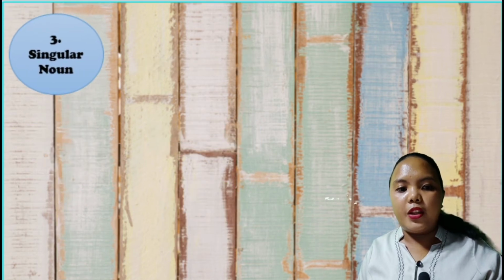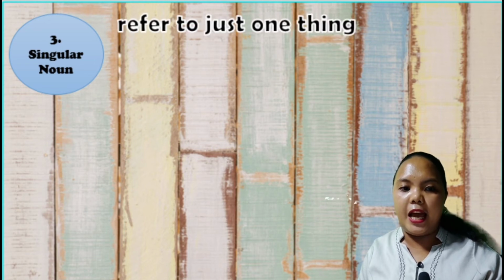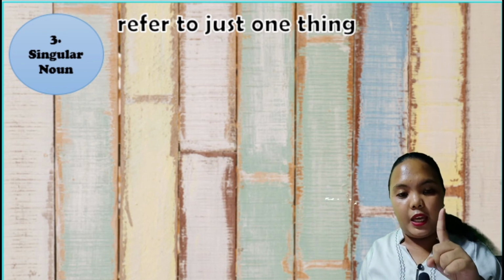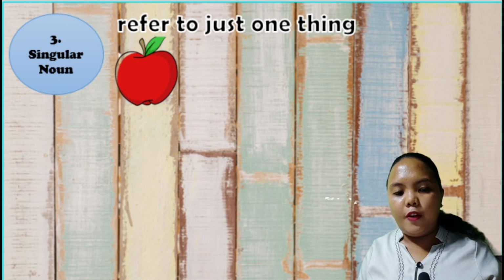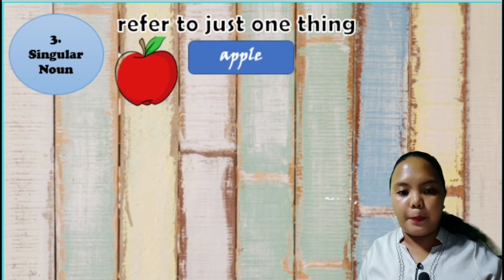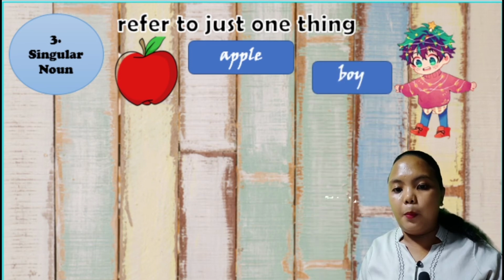Now we have the third one. The third type of noun is the singular noun. Singular noun is very easy. It refers to just one thing. So for example, we have here the word apple. We only have one apple here. And then the word boy.